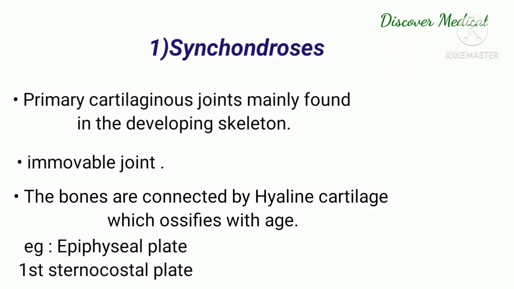Synchondrosis. Primary cartilaginous joints mainly found in the developing skeleton. Immovable joint. Bones are connected by hyaline cartilage. Example: epiphyseal plate, first sternocostal joint.